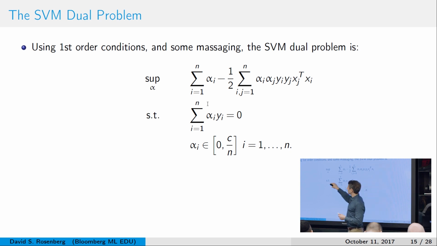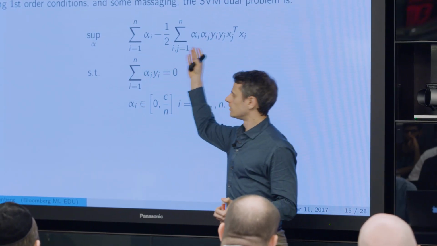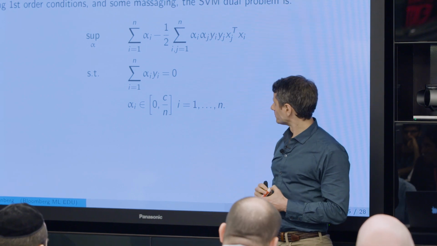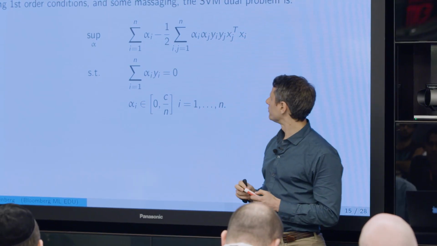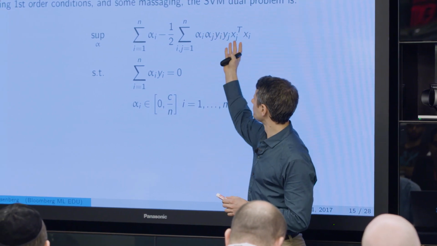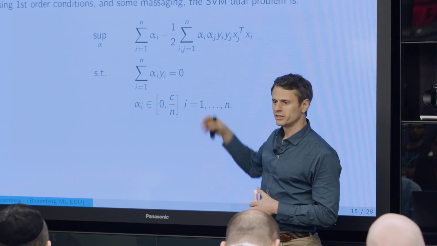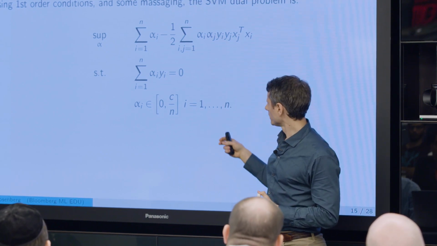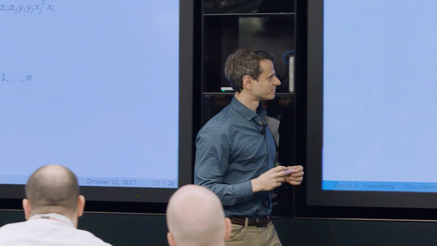So it's now a dual optimization problem, so it's a maximum, a supremum. We have this objective function. So what are the optimization variables in this problem? Alphas, right? So at most we have alpha_i, alpha_j. So this is quadratic again. And we have some equality constraint, and this kind of basic range constraint.